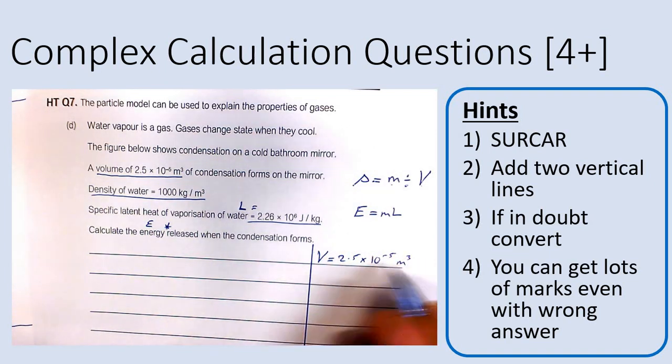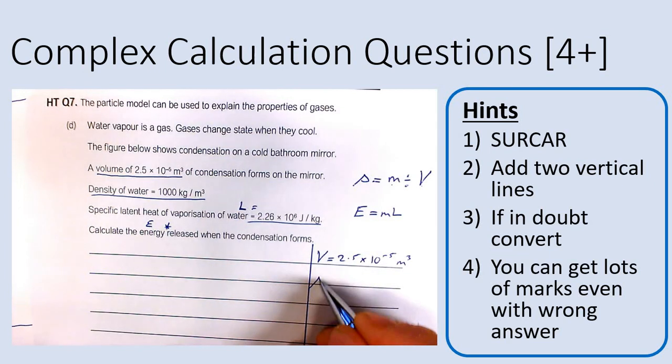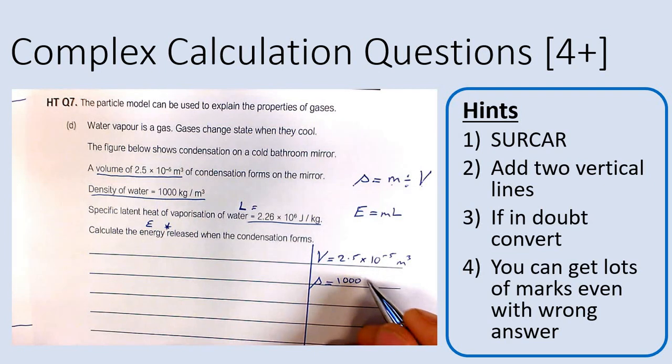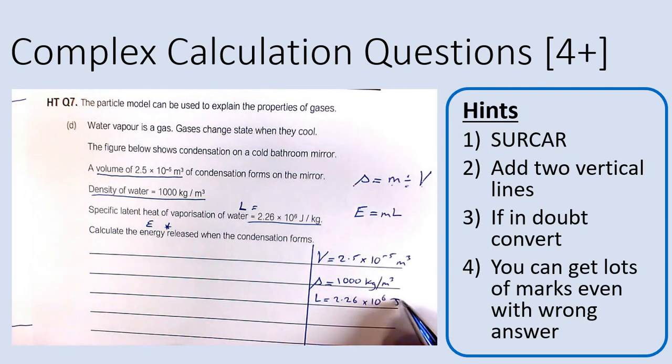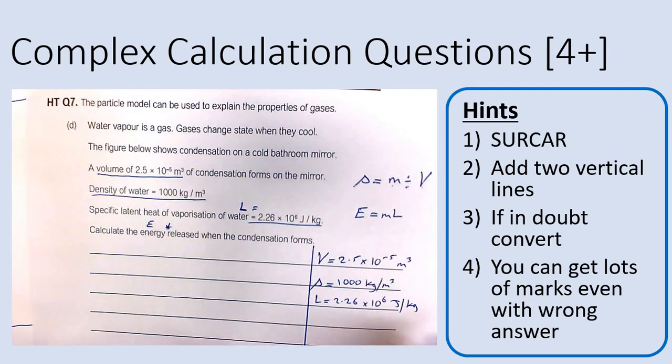Okay, that's a normal unit. Density, which I know is this weird rho sign there, is 1000 kg per meters cubed. Okay, that's fine. I don't know mass. I know L is equal to 2.26 times 10 to the 6 joules per kilogram, and I don't know E, and that's all the values I've got.